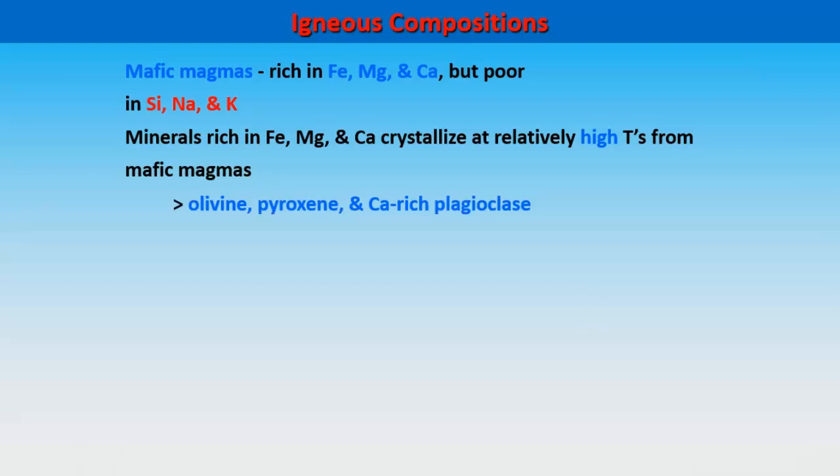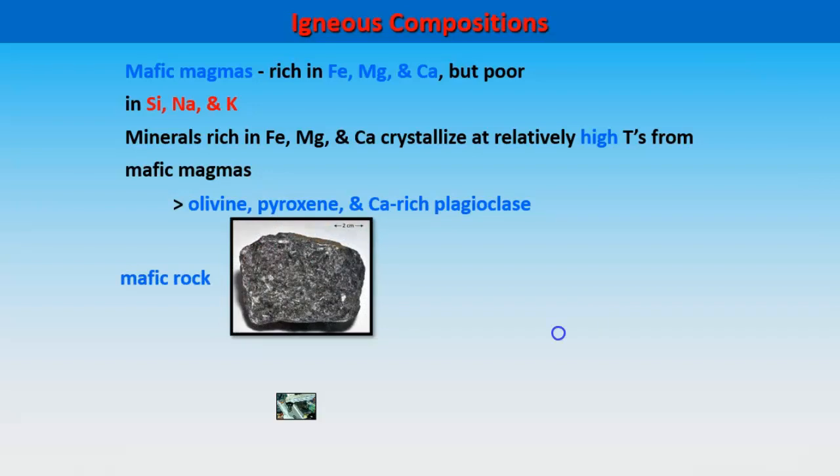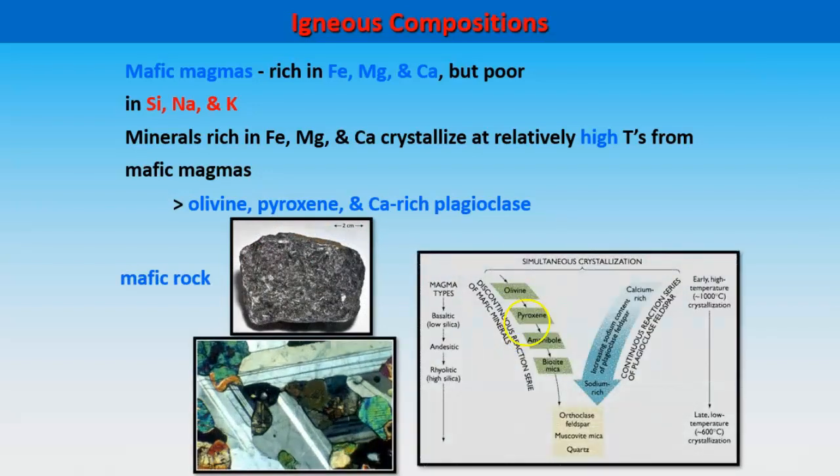The term mafic means that these magmas are rich in iron and magnesium, but they don't have a lot of silica or sodium or potassium. But the big ones are the iron and magnesium, which are really making the dark colored minerals, which are giving the rock a dark appearance. And so mafic rocks are very dark in color.